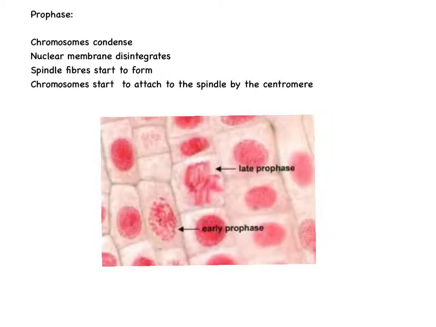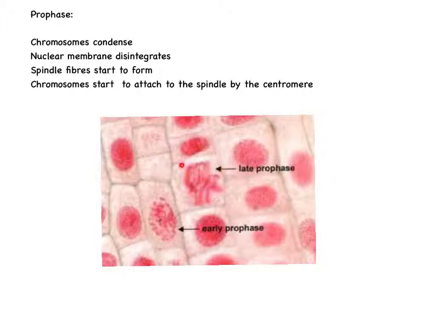The first dividing stage is prophase, and in this stage the chromosomes condense, the nuclear membranes disintegrate, the spindle fibres start to form, so that means that the centrioles move to the poles of the cell, and the chromosomes will start to attach to the spindle by the centromere.